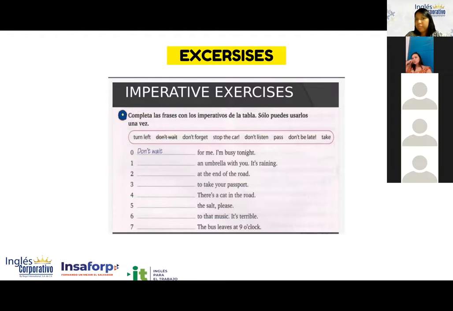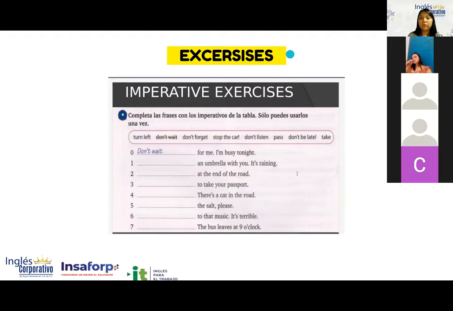I'm busy tonight. Estoy ocupado esta noche. Don't wait for me. Si usted dice wait me, y también cuando usted quiere decir espérame. Wait for me.